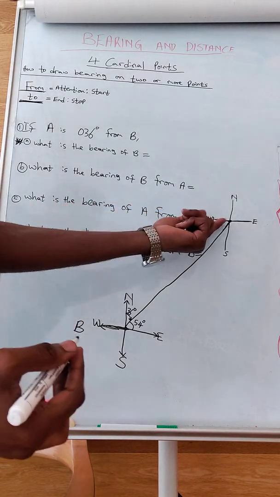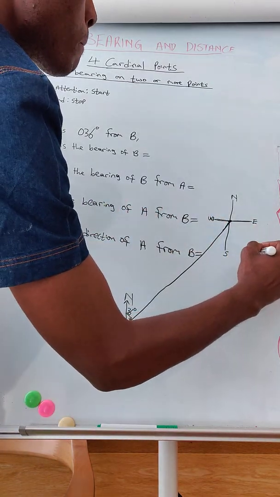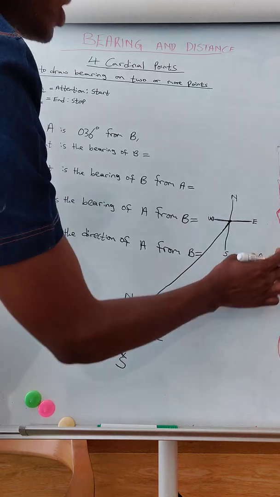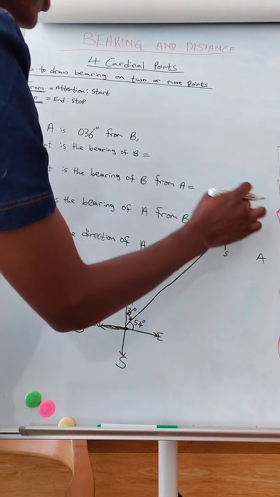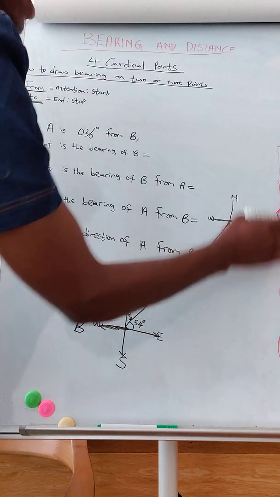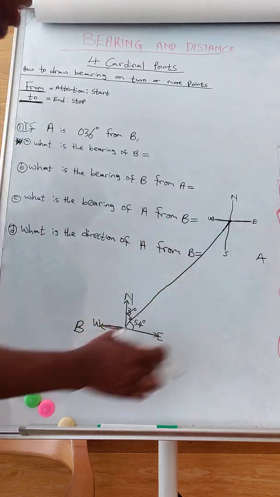Now, this is point A. You don't necessarily need to put the A on it. Just put the A around it. A, this is B.